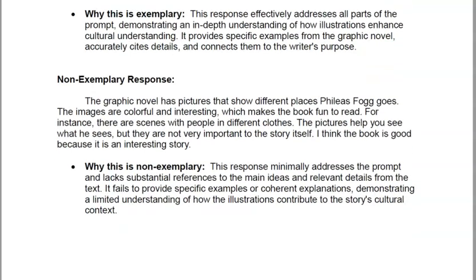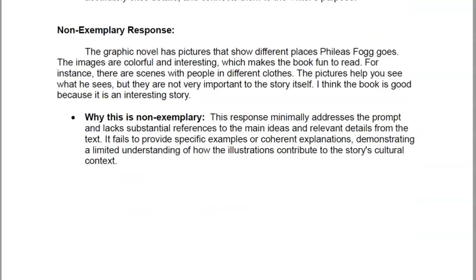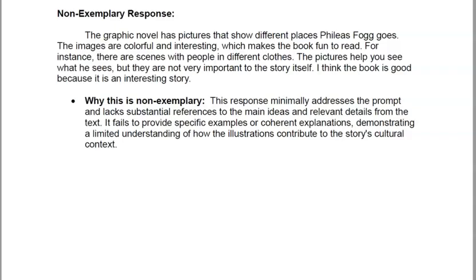So if we look at a non-exemplary response: The graphic novel has pictures that show different places Phileas Fogg goes. The images are colorful and interesting, which makes the book fun to read. For instance, there are scenes with people in different clothes. The pictures help you see what he sees, but they are not very important to the story itself. I think the book is good because it is an interesting story.